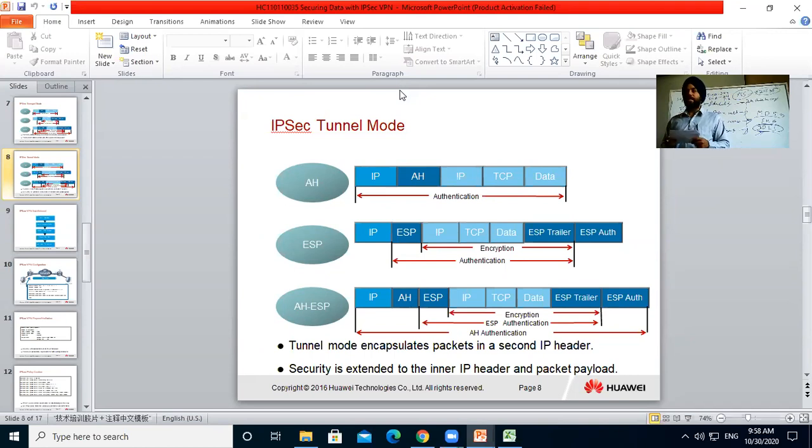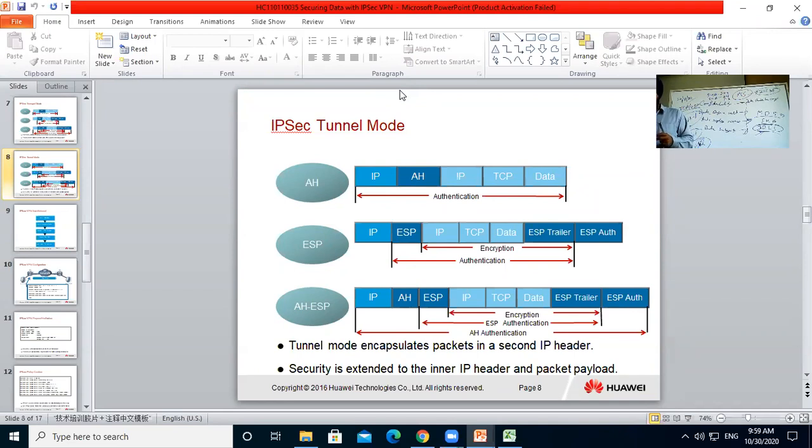So an AH and ESP header is inserted before the original IP header, and the new IP header is inserted before the AH and ESP header. The example given shows the IP security tunnel mode during TCP, based on the packet transmission. If AH is also applied to a packet, it is applied to the ESP header, the data payload, ESP trailer and ESP authentication data.